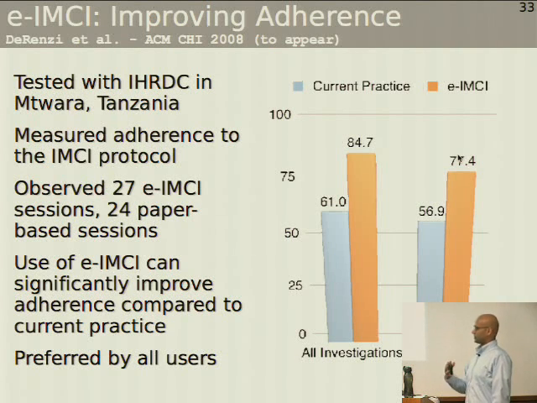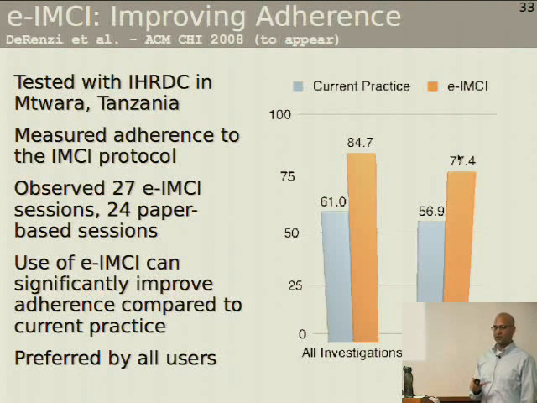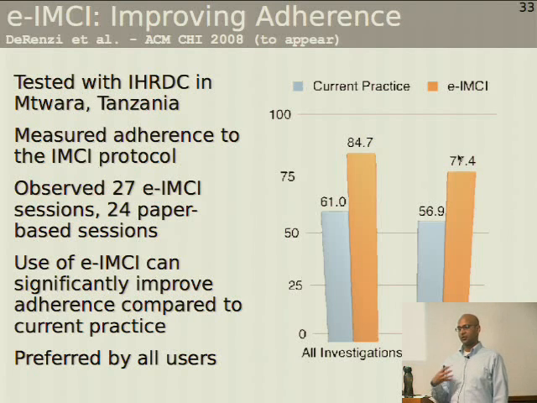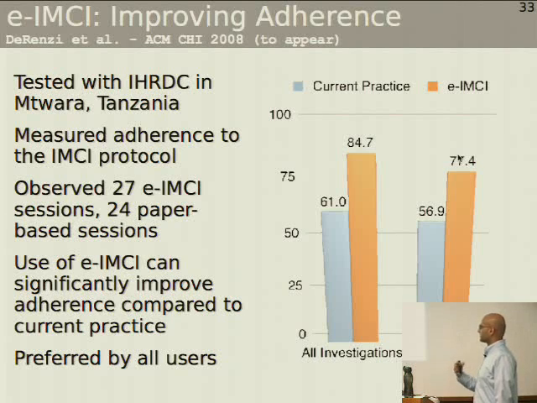So this basically shows that if using IMCI can reduce child mortality, it stands to reason that following IMCI more closely is also going to reduce child mortality or lead to better health outcomes. So this leads us to believe that this will, in turn, improve health outcomes also.